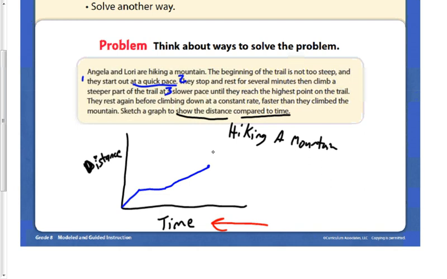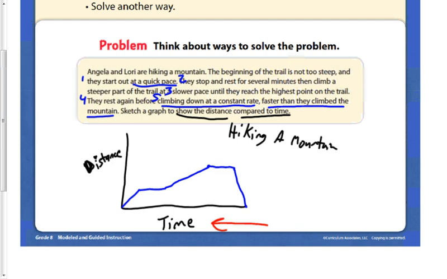They rest again. So they're resting a little bit here. Not going up anywhere, not going down anywhere. But then they climb down at a constant rate faster than they climbed up the mountain. So that'll be our last thing. And it's a faster rate, so it's going to be steeper going down, faster going down. So it takes less time to get down than it took to get up. And that could be it.